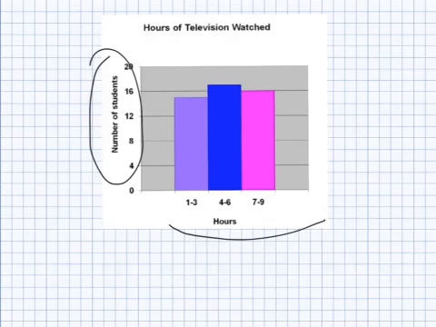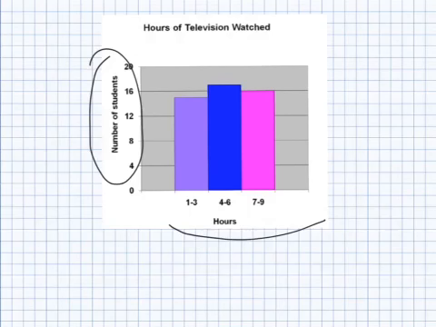It's telling us that in a particular class, the number of students that watch between 1 to 3 hours is what? What is that? Maybe 14, 15 students. It's telling us the number of students that watch between 4 to 6 hours of television, right? That's over 16 students, maybe 17. And it's telling us the number of students that watch between 7 and 9 hours of television.